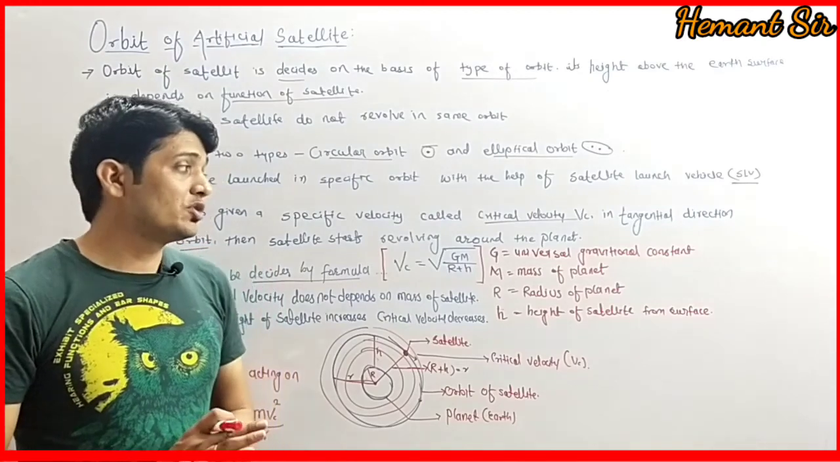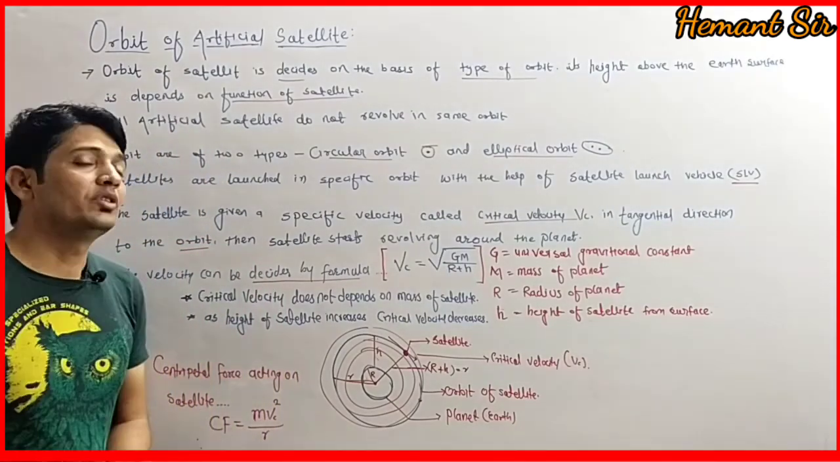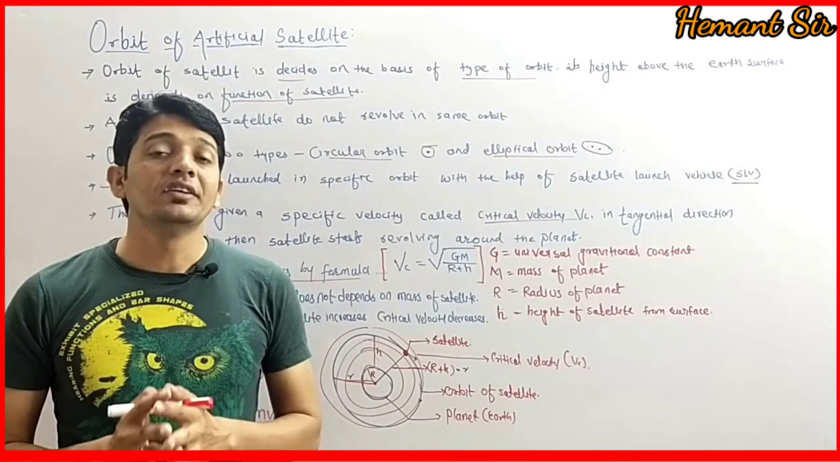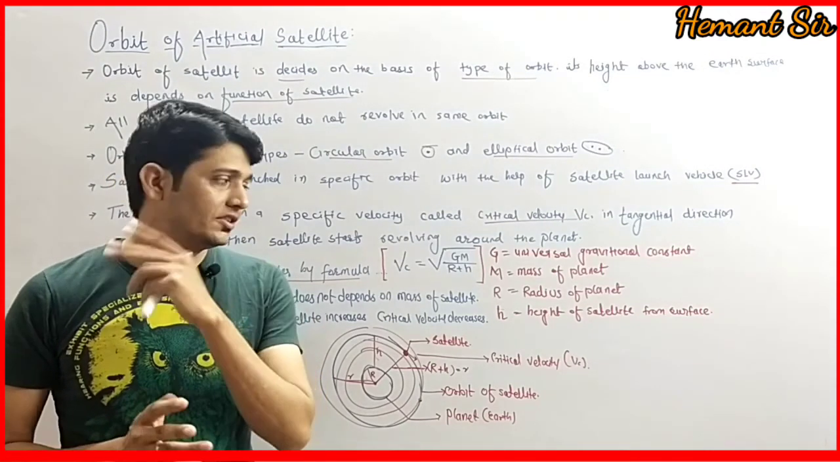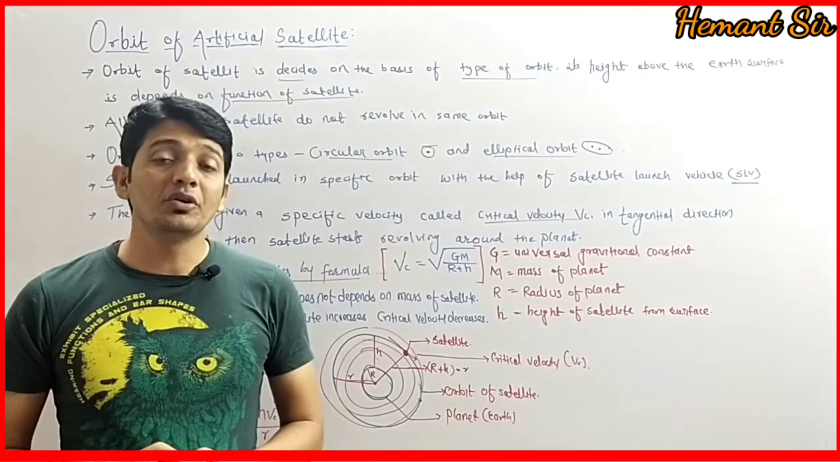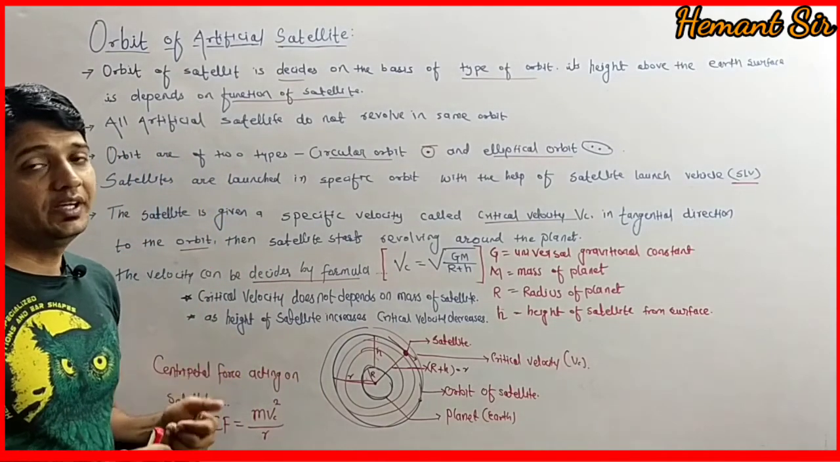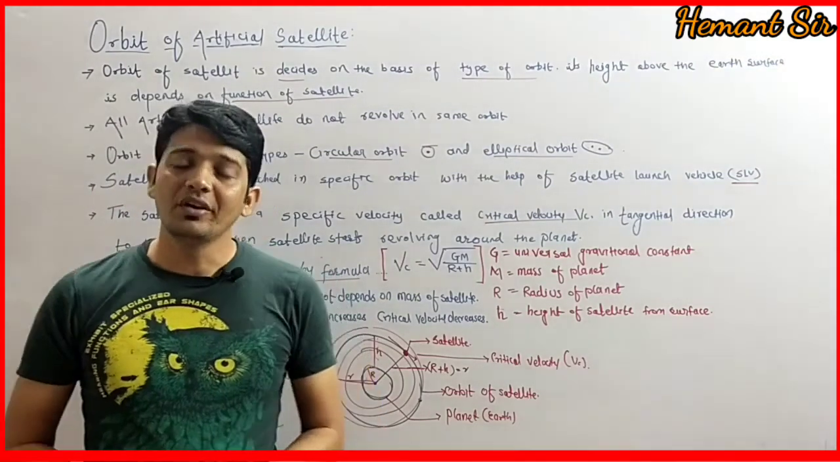So students, here we have completed our today's session. Here we have understood how to decide the orbit of the artificial satellite. In the next video we are going to understand different types of orbit. Types of orbit we will cover in our next video.